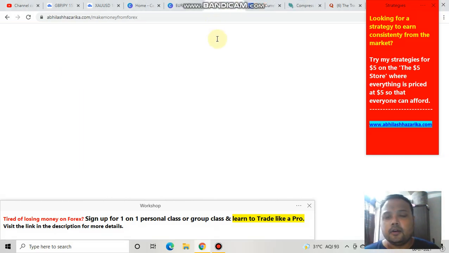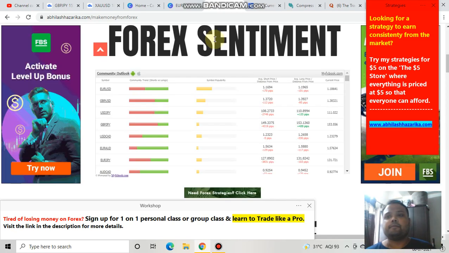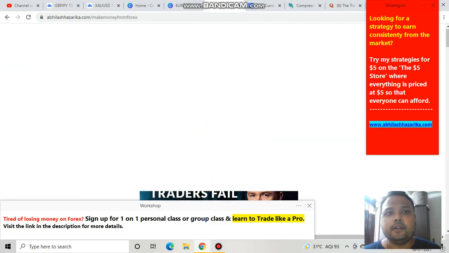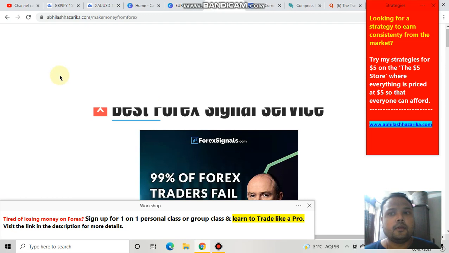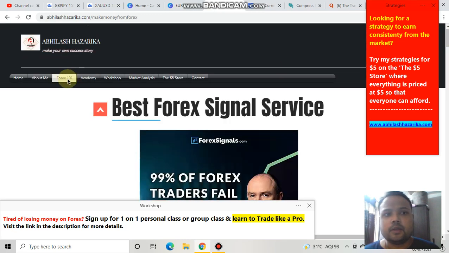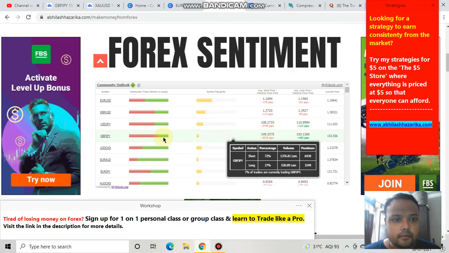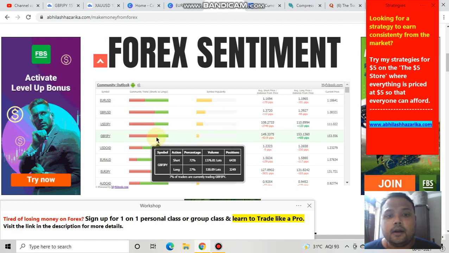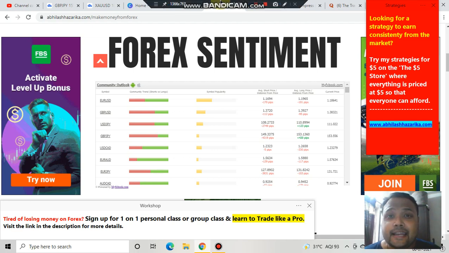And if we go to the forex sentiment meter, for the forex sentiment meter you can go to my website avilashhajarika.com, and under the forex 101 section you will find the forex sentiment meter. In the forex sentiment meter, you can see that 72% of retail traders are short right now, and only 27% of retail traders have taken a long position. And as we all know, more than 90% of retail traders lose money, and they mostly lose money because they do not follow the proper direction of the market.